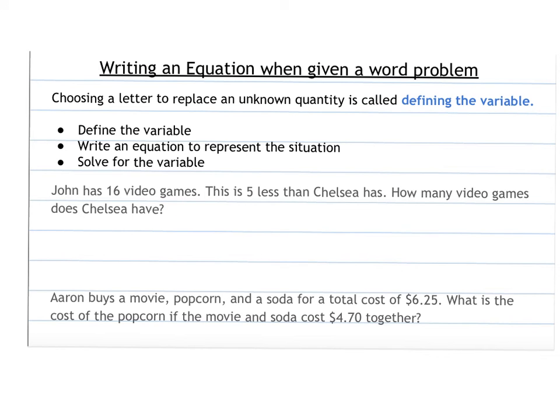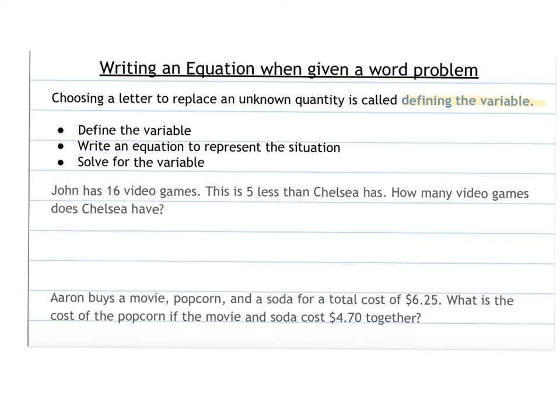Okay, so now we're going to be writing equations when given a word problem, and really just more focusing on choosing a letter to replace an unknown quantity, which is called defining the variable. So when we are given word problems, we have to figure out what it is that we don't know, and that's what our variable will be.